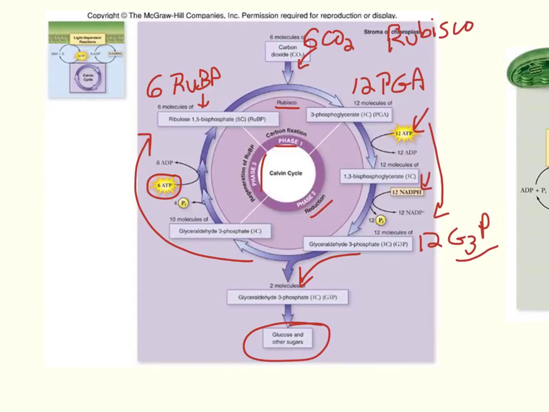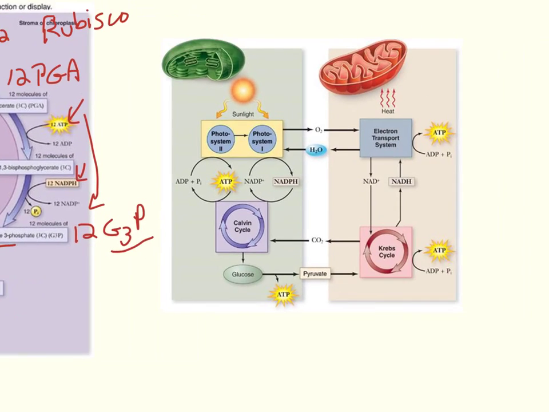Energy for the Calvin cycle is supplied by 18 ATP molecules and 12 NADPH molecules, which were produced in the light-dependent reactions. So that's photosynthesis, converting light energy into organic molecules, trapping the energy in an organic form. So now let's look at the big picture.